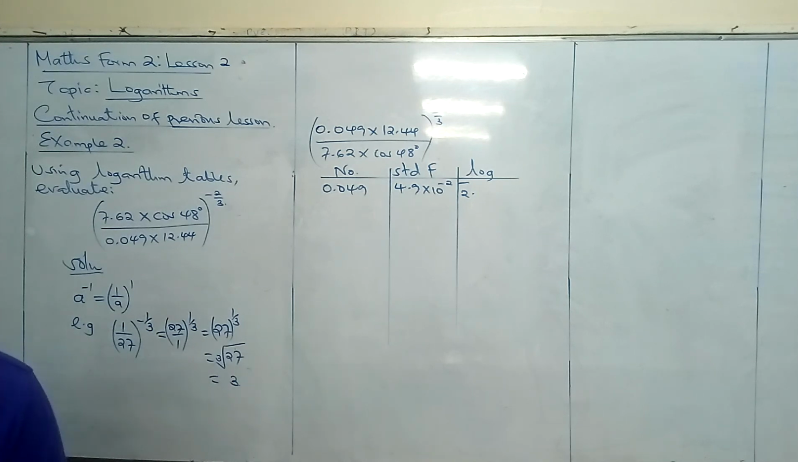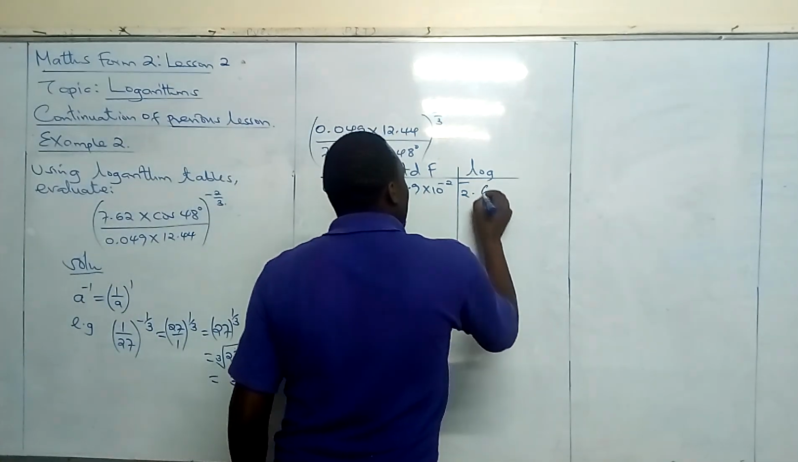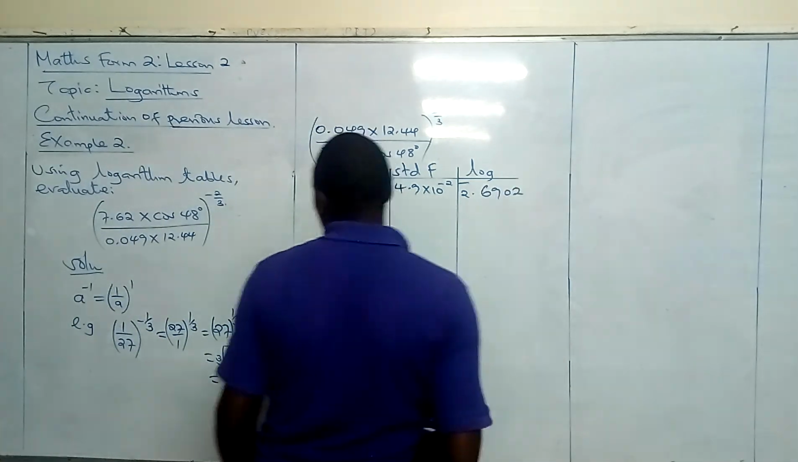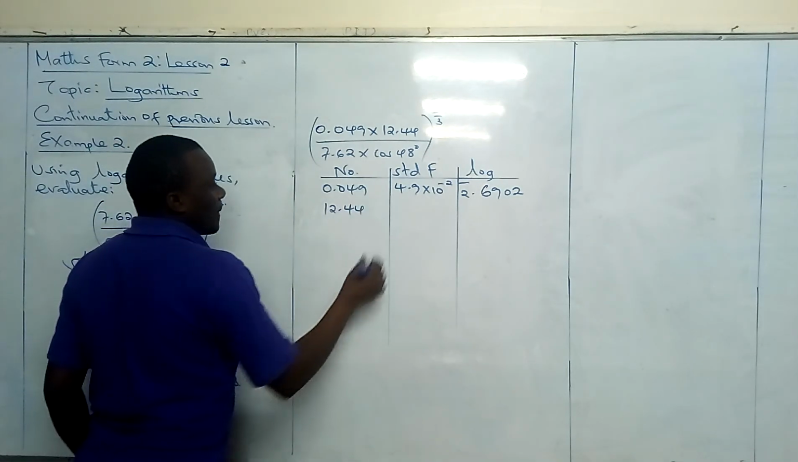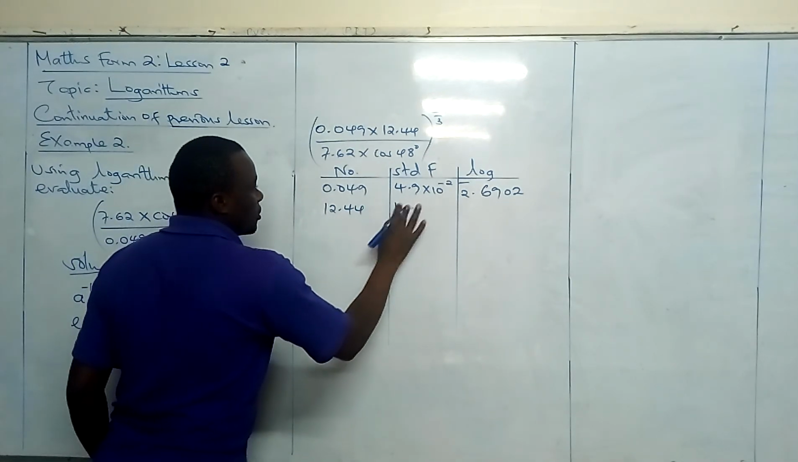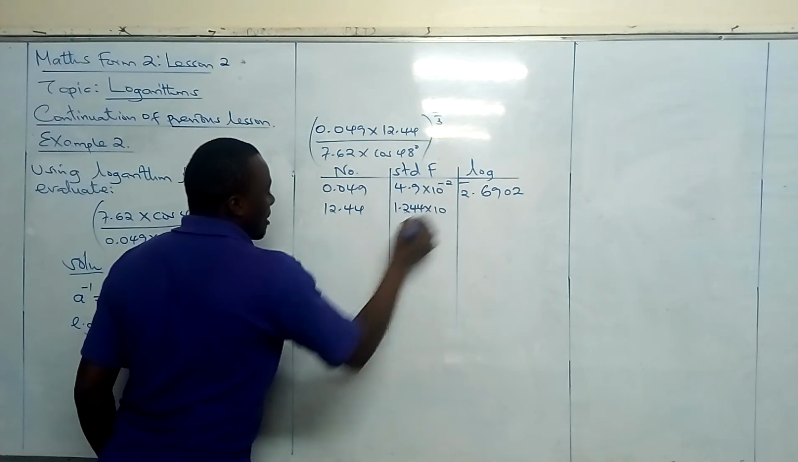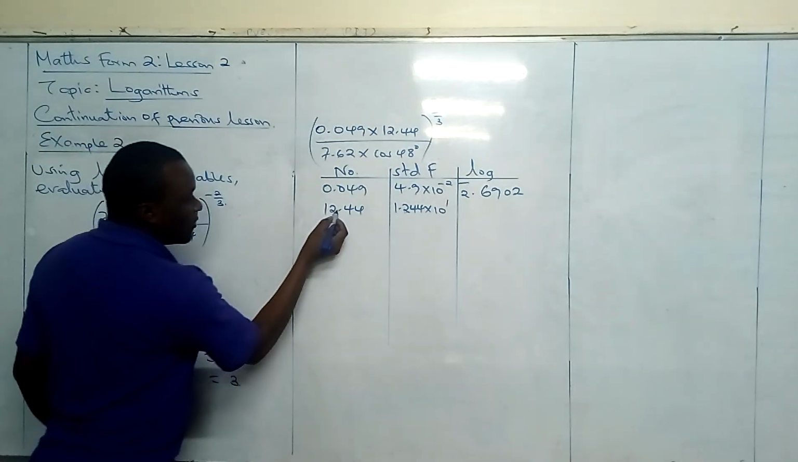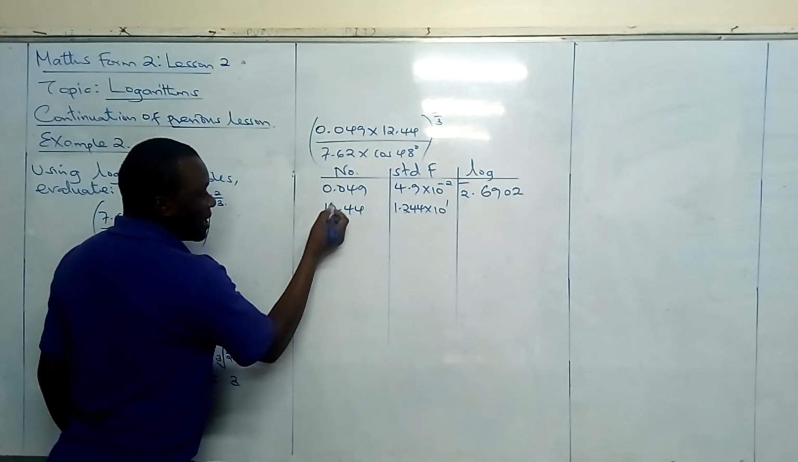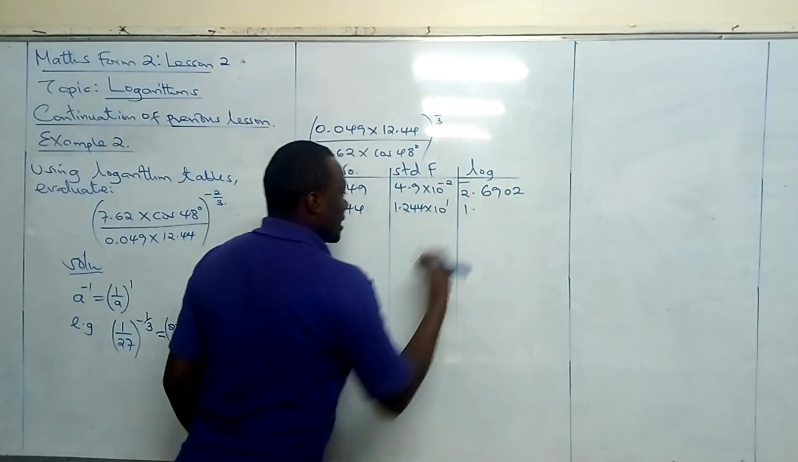Then we find log of 4.9, which is 0.6902. So next we have 12.44, which will be 1.244 times 10 raised to the power. This time around, it is going to be positive 1 because the decimal is moving one step back from the right. So now this 1 becomes our characteristic.